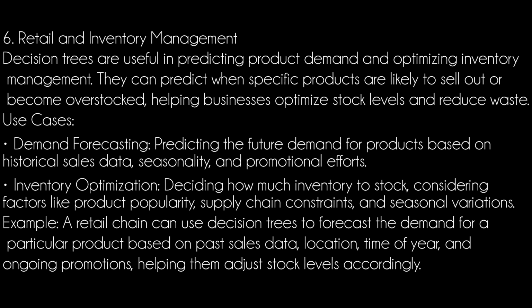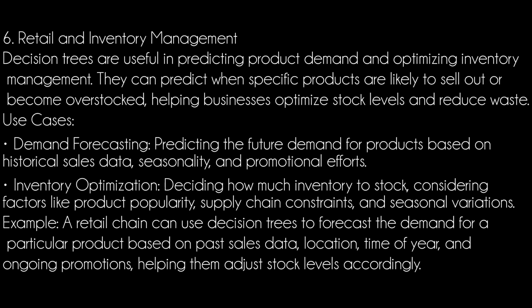Retail and inventory management. Decision trees are useful in predicting product demand and optimizing inventory management. They can predict when specific products are likely to sell out or become overstocked, helping businesses optimize stock levels and reduce waste. Use cases: demand forecasting, predicting the future demand for products based on historical sales data, seasonality, and promotional efforts. Inventory optimization, deciding how much inventory to stock considering factors like product popularity, supply chain constraints, and seasonal variations.